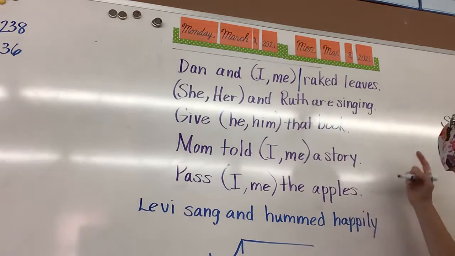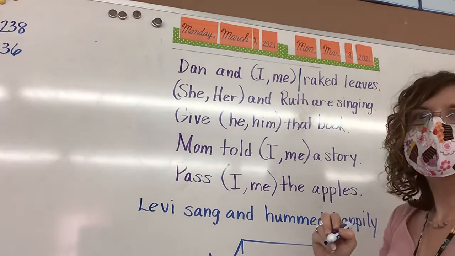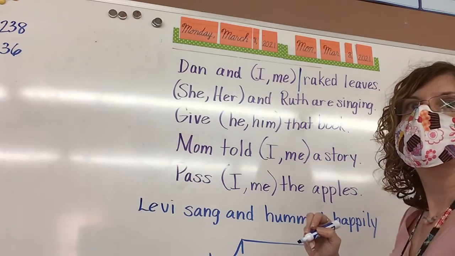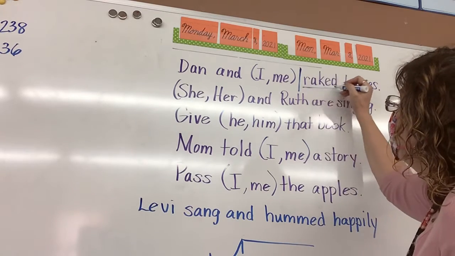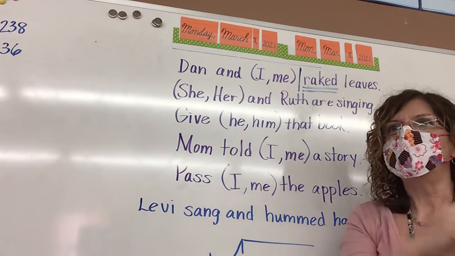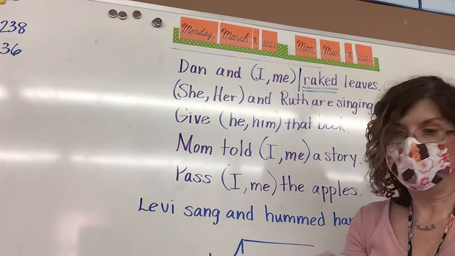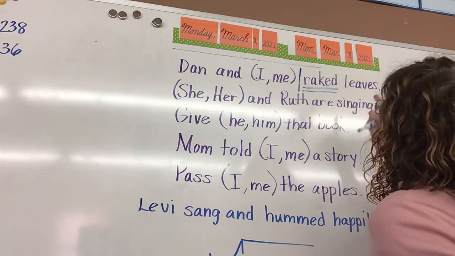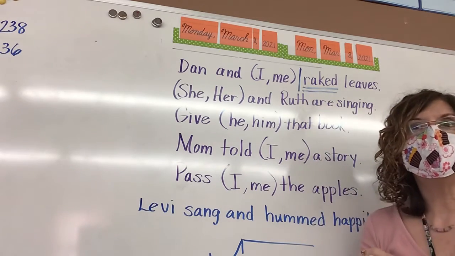So let's look at the predicate part. Raked leaves. What's your verb? Raked. That's the only thing. Can you leaves? No. You can leave the room, but they're not saying that. No, they're saying raked leaves. So that's like the leaves on the tree.